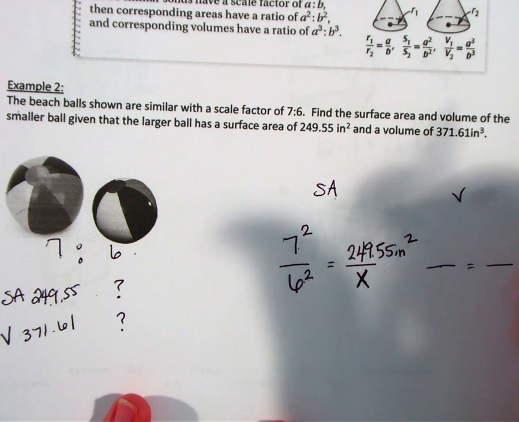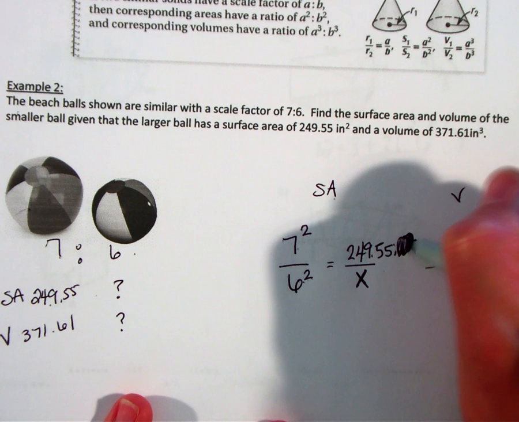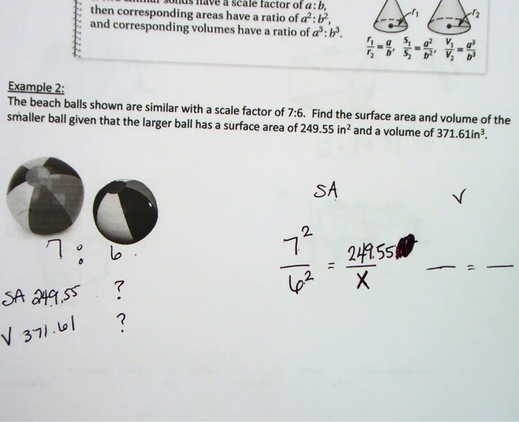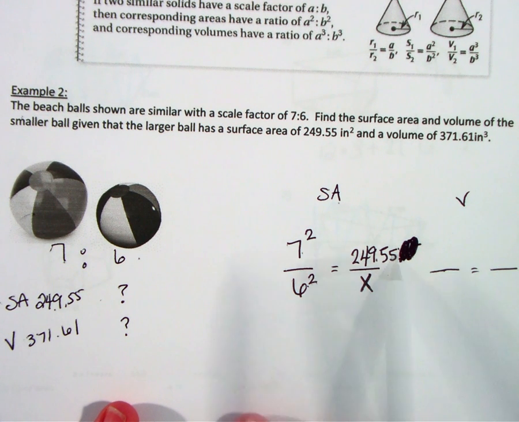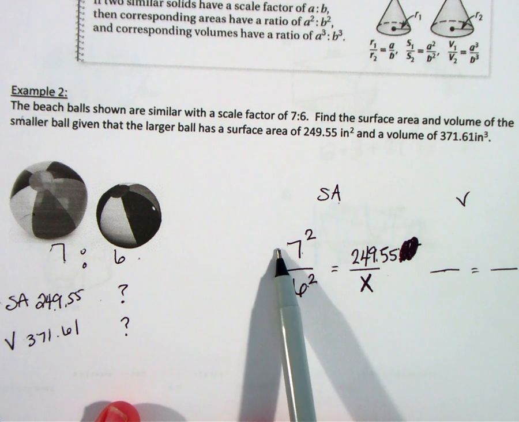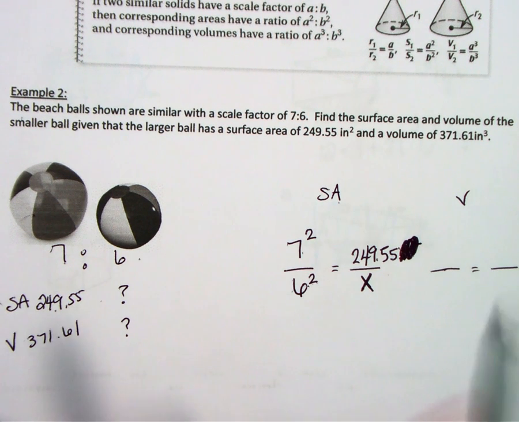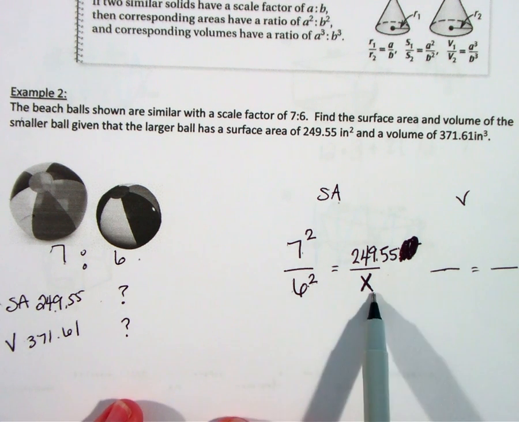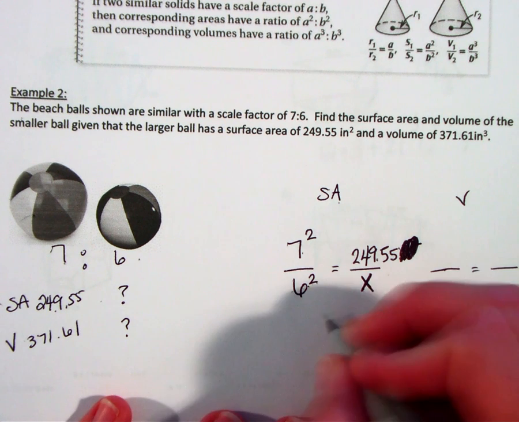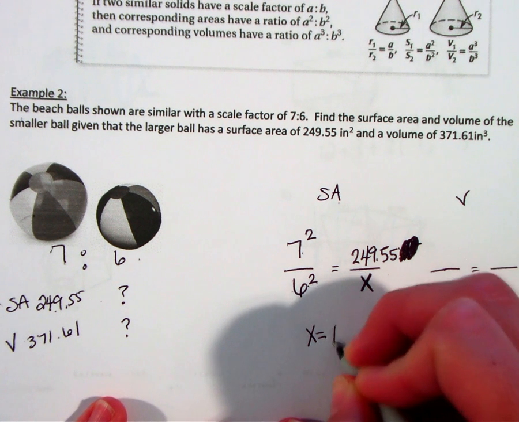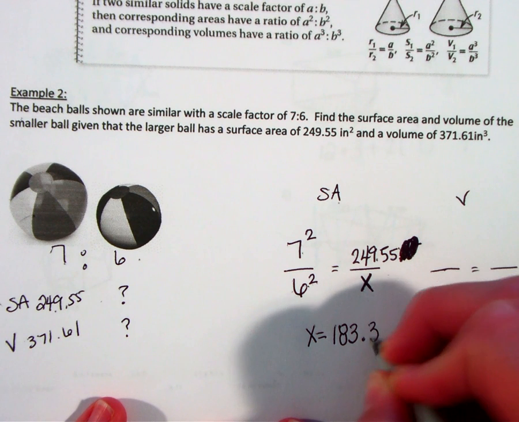Now just so you know, this is inches squared. Do not put that inches squared into the calculator. It's just a label. So you're going to go 249.55 times 6 squared divided by 7 squared, or you can times it by 36 divided by 49. Okay, so we're going to cross multiply and get our answer for x. 249.55 times 6 squared divided by 7 squared, and I get an answer of 183.34.